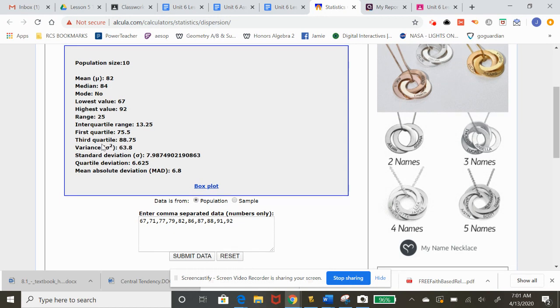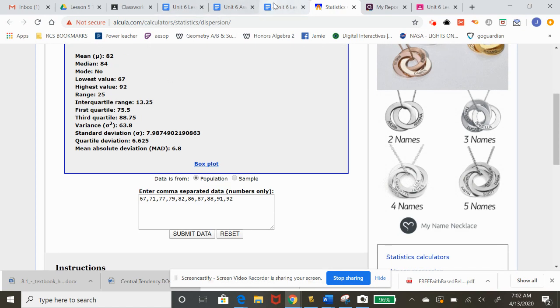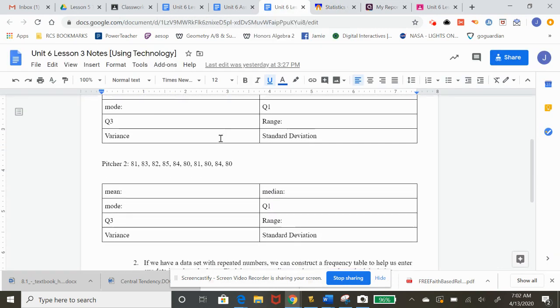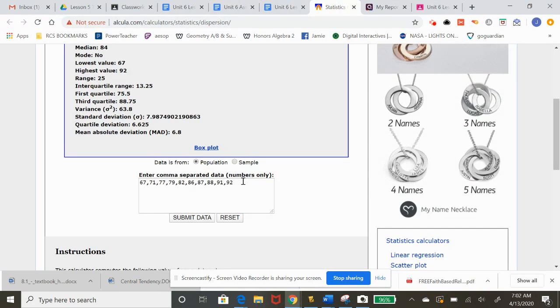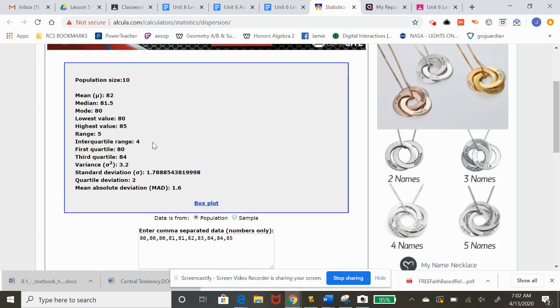Okay. Our variance, remember that's kind of the square of the standard deviation, so our variance is 63.8. And then our standard deviation, that little sigma symbol, okay, is 7.987. I'll just go ahead and write down a few statistics there. Okay, so I wrote all those down on my paper. Then I'm going to go back and get picture 2's data. Okay, and I believe you can just go down to the bottom. I'm going to delete those and paste in picture 2. Okay, still population, and now here's my new data.